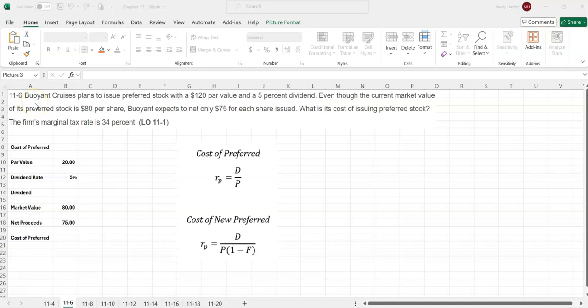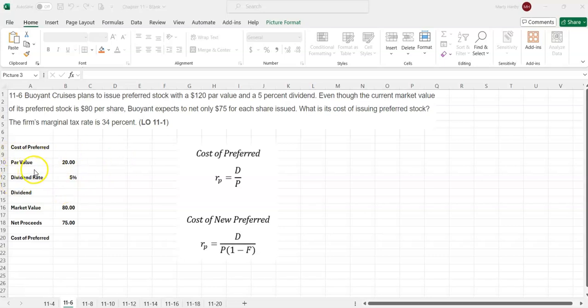Question. Buoyant Cruises plans to issue preferred stock with a $120 par value, 5% dividend. Even though the current market value of its stock is $80 per share, Buoyant expects to net only $75 per share. So that means that $5 is flotation cost. What is the cost of issuing preferred stock? The firm's marginal tax rate is 34%, which is completely irrelevant.